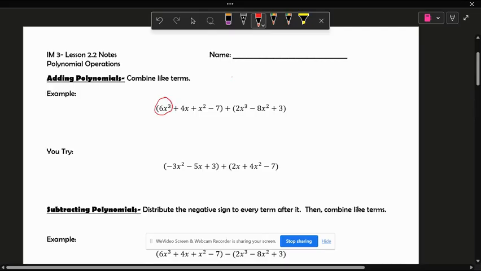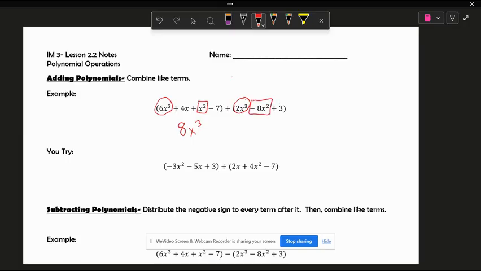They're not in standard form, so we've got to see which ones go with which ones. So we got 6x cubed and 2x cubed for 8x cubed. We do have an x squared. It's not the next term there like it should be. And we have one here, and that's 1x squared. So 1 and a negative 8x squared, 1 minus 8 is a negative 7x squared.